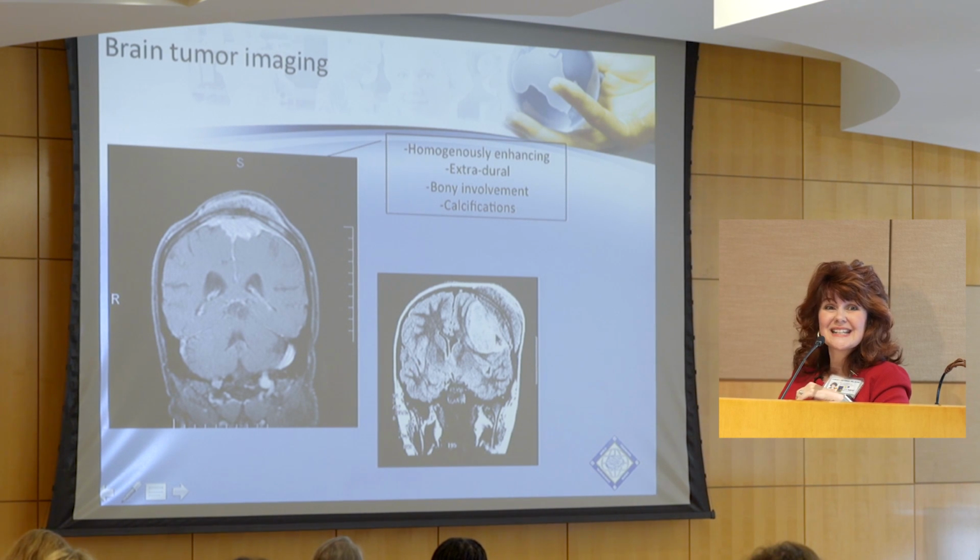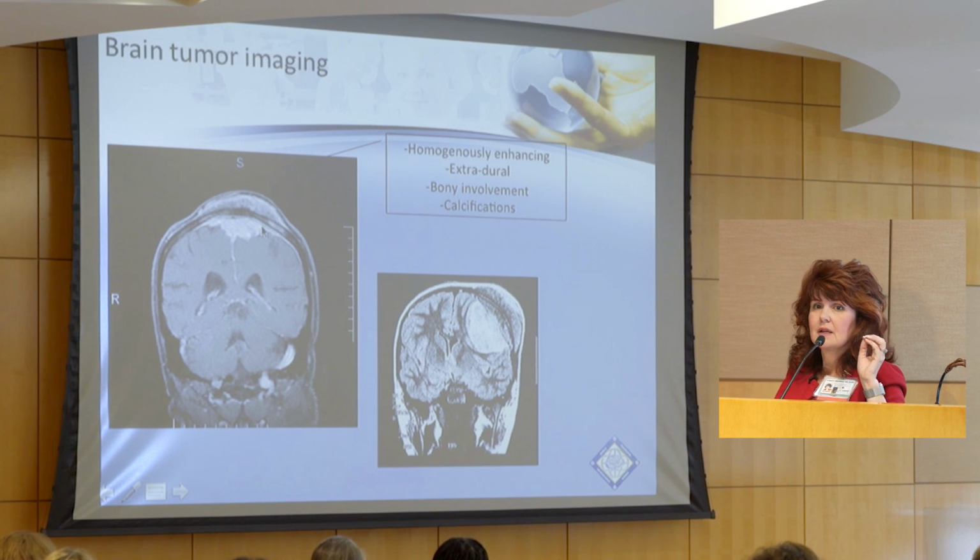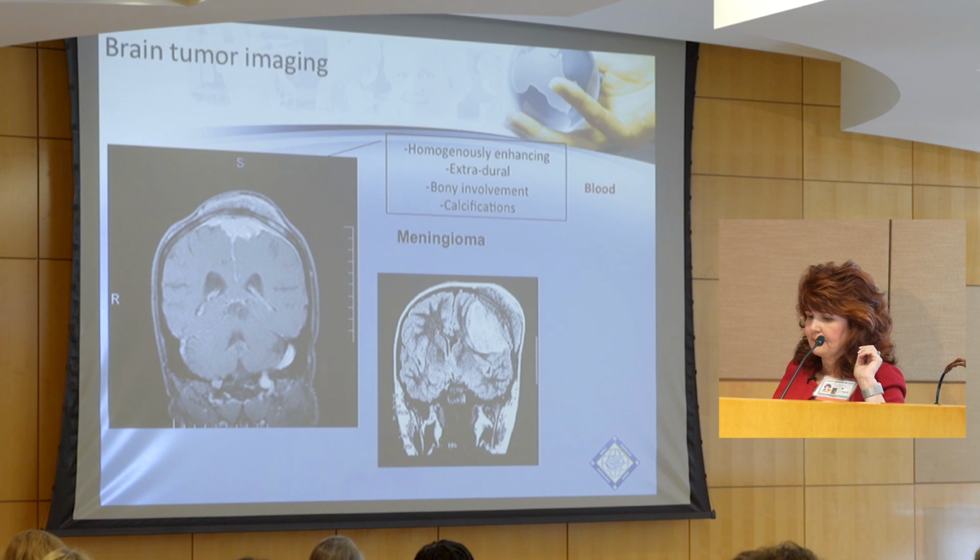It's homogeneously enhancing, which means it's all white. There's not pieces of white, pieces of black, gray. It's just all white. And then it also is extradural, and it also has bony involvement. Do you see that the bone is involved in this tumor? And look at this bone. This is hyperostosis. That's what we were talking about earlier. And there's also calcifications. And so that type of tumor is called meningioma.